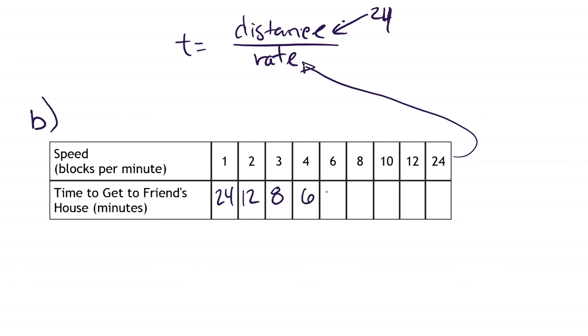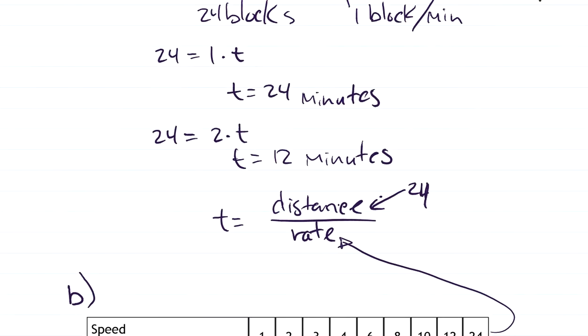24 divided by 6 is 4 minutes. 24 divided by 8, it would take 3 minutes. 24 divided by 10 would be 2.4 minutes. 24 divided by 12, it would take exactly 2 minutes. And finally, if she was traveling at a rate of 24 blocks per minute, it would only take her 1 minute to travel 24 blocks. So that's that table.